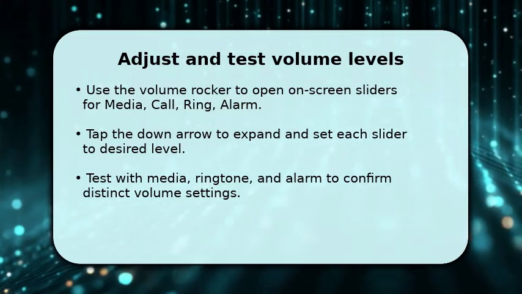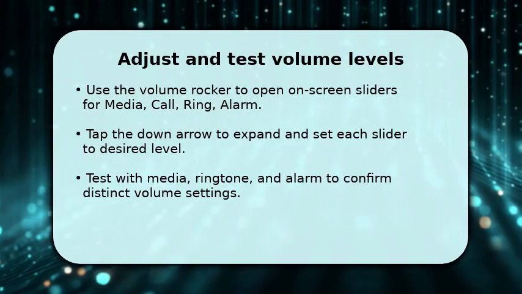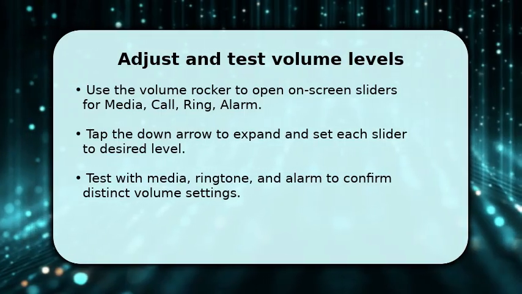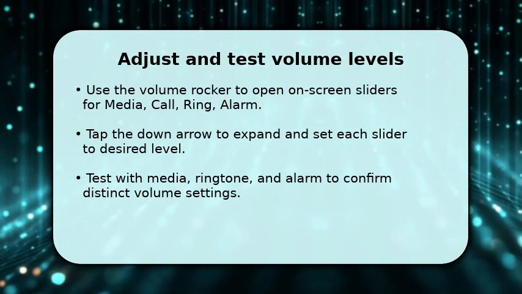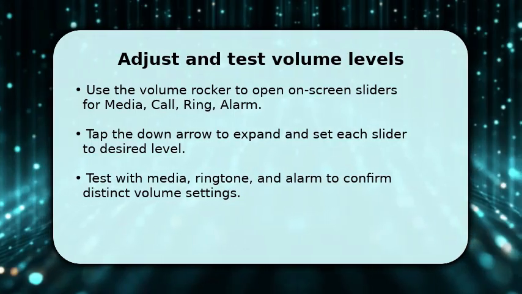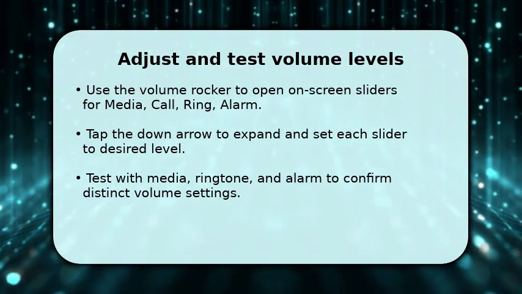Once adjusted, play a music file, make a test call, and set a quick alarm to verify each channel responds correctly. If levels revert, check app-specific volume controls and notification priorities.